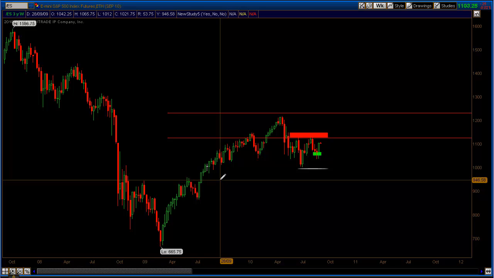Hello everybody, this is PillarTrading.com, and today's chart of the day we are going to be going over the E-mini S&P 500 Index Futures, the big one, the ES contract.